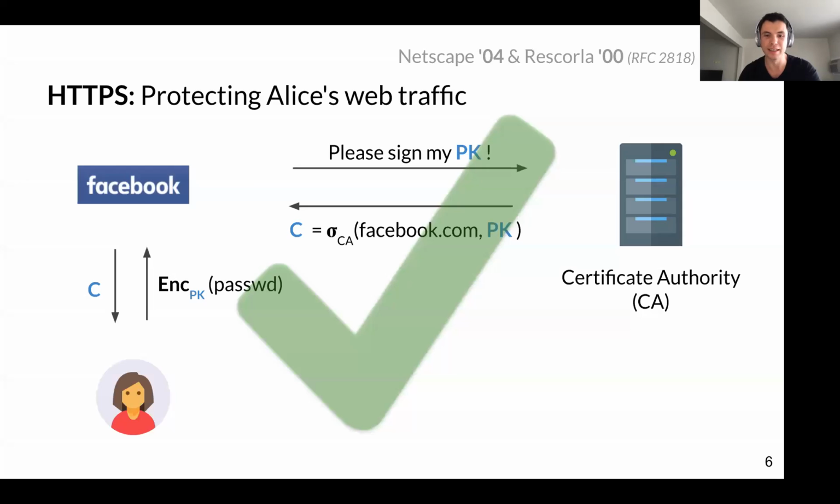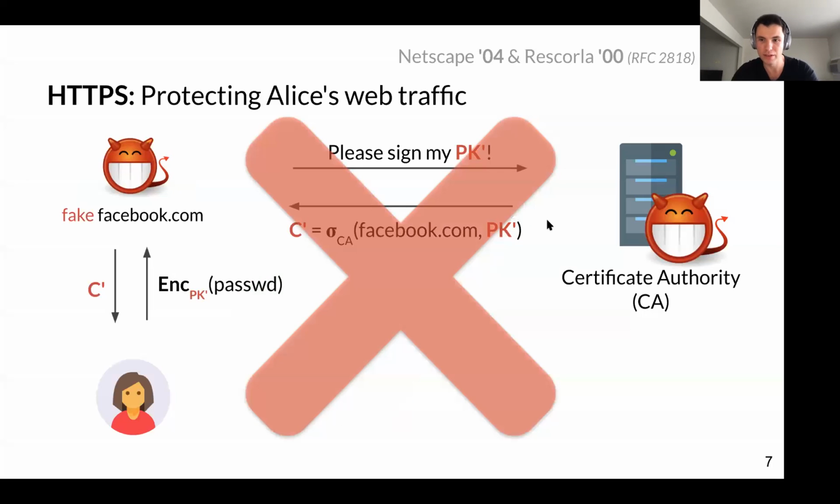So this is great in theory, but in practice, what happens is the certificate authority can get compromised, and an attacker can set up a fake Facebook.com, potentially by messing with the DNS system. And he can give himself a fake certificate for Facebook.